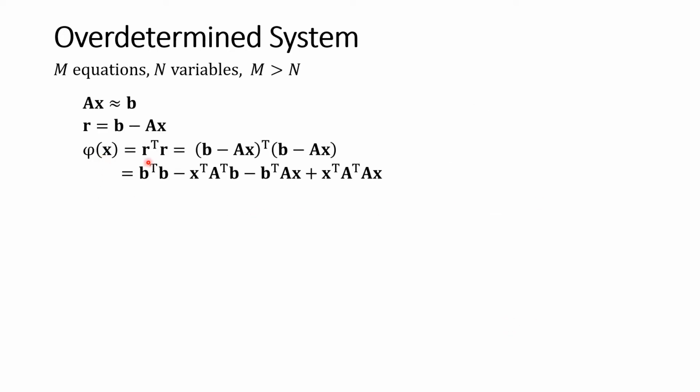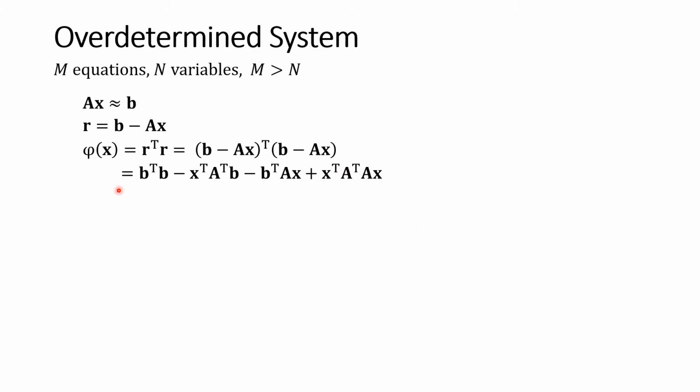So phi of X is R transpose R, but since R equals B minus AX, phi of X equals (B minus AX) transpose times (B minus AX). Then I open up the parentheses, I get B transpose B, negative (AX) transpose B, which is X transpose A transpose B, then B transpose times negative AX, and then negative negative, which is positive, (AX) transpose AX, which is X transpose A transpose AX.